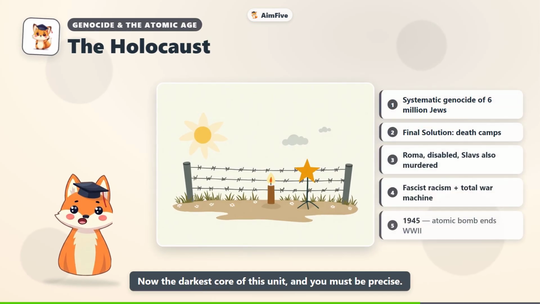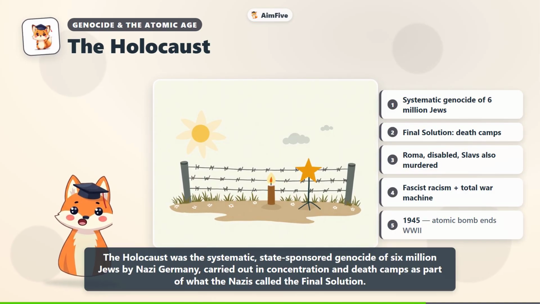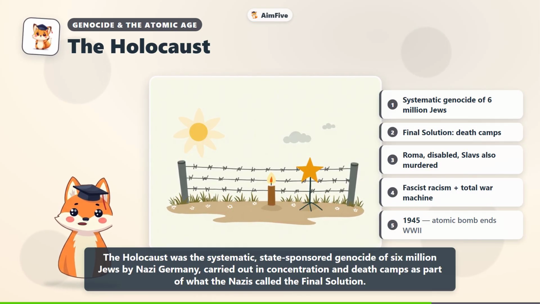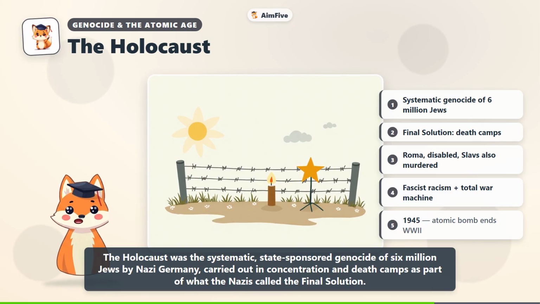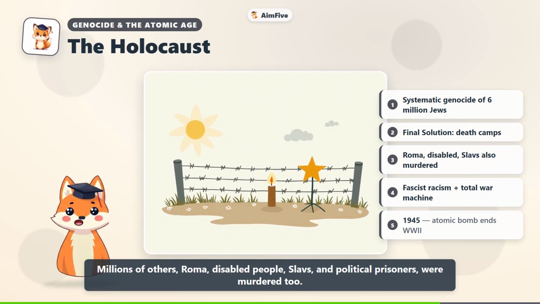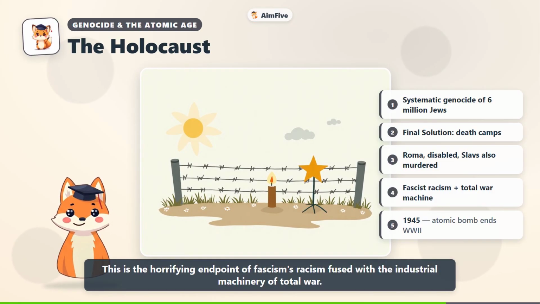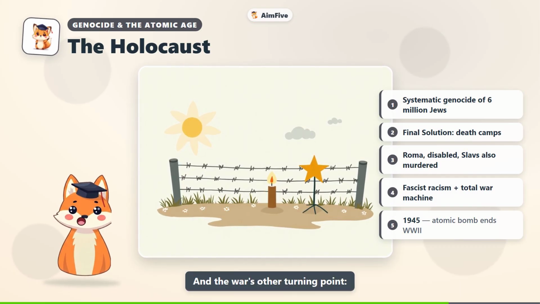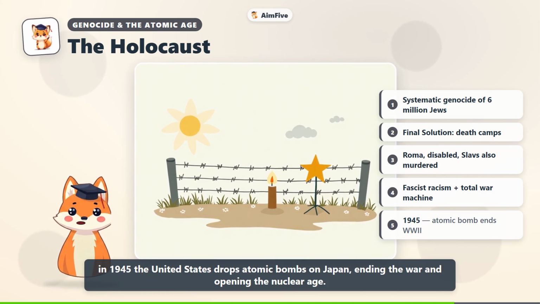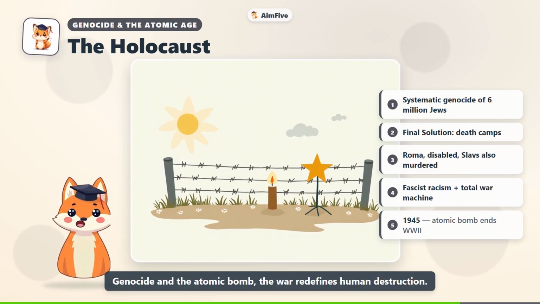Now the darkest core of this unit, and you must be precise. The Holocaust was the systematic, state-sponsored genocide of 6 million Jews by Nazi Germany, carried out in concentration and death camps as part of what the Nazis called the final solution. Millions of others, Roma, disabled people, Slavs, and political prisoners, were murdered too. This is the horrifying endpoint of fascism's racism, fused with the industrial machinery of total war. And the war's other turning point. In 1945, the United States drops atomic bombs on Japan, ending the war and opening the nuclear age. Genocide and the atomic bomb, the war redefines human destruction.